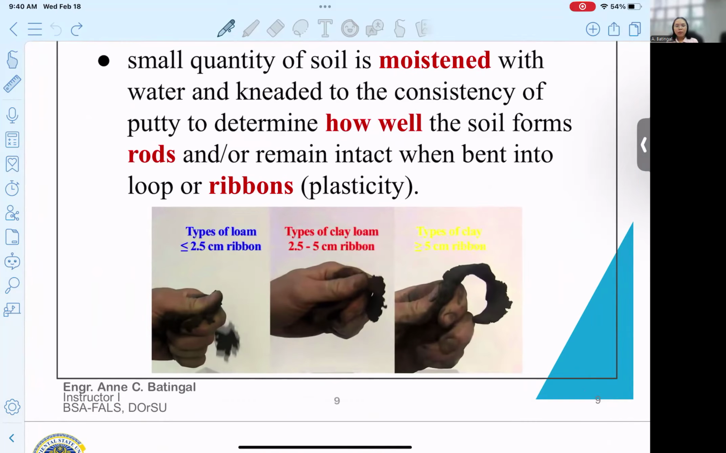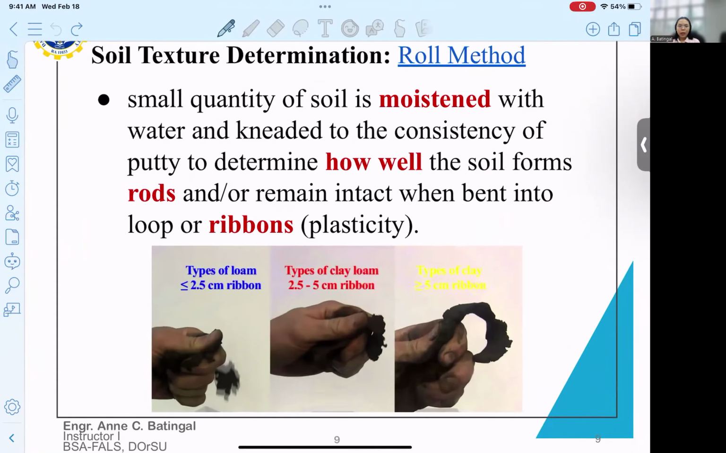So clay soils form a continuous rod which can be molded into a ring without cracking or breaking. While again, medium textured soils can form rods, but they break easily when a loop is formed. So only clay soils, those with a large proportion of clay, can be formed into a rod without breaking. So that's your roll method. Again, the feel method and roll method are used when you are in the field and need a direct estimate of your soil texture.